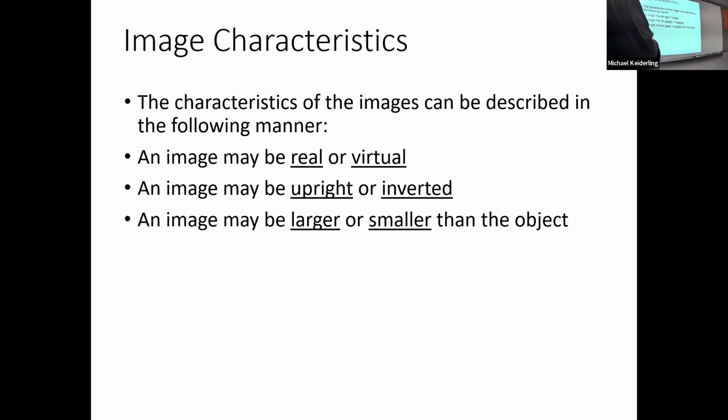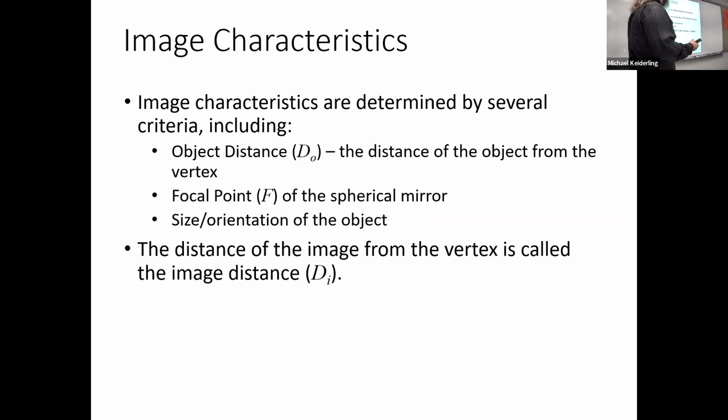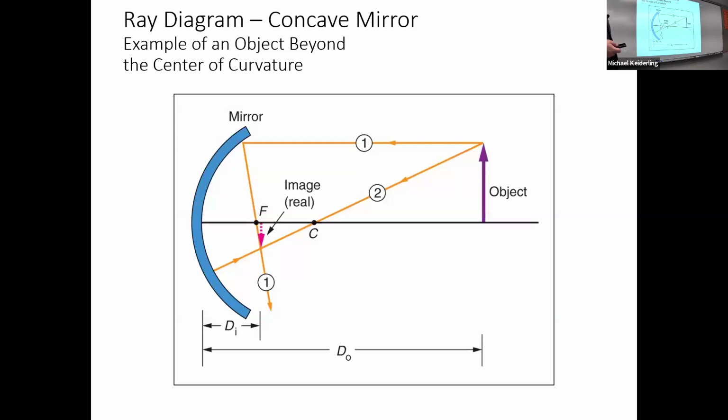Images can be described in the following manner. An image can be real or virtual, it can be upright or inverted, and it can be larger or smaller than the object. And they're determined by several criteria, including the distance of the object from the vertex, the focal point of the spherical mirror, and the size and orientation of the object. So the distance of the image from the vertex is called the image distance, di. So if you have a concave spherical mirror and you have an object beyond the center of curvature, it will form a real, inverted, smaller image between the focal point and the center of curvature.